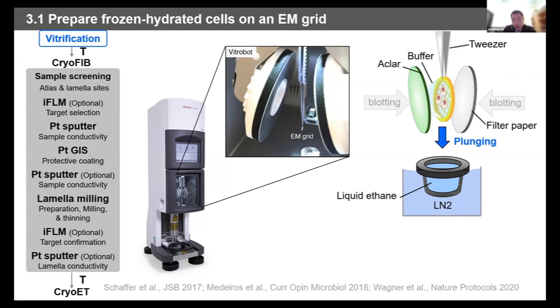Here I want to highlight that getting a good ice thickness is important for FIB milling work. If your ice is too thick, you may spend a lot of time getting the lamella. But if it is too thin, the sample is too dry, so your lamella quality may be affected. So you need some practice to get the thickness which is good for your experiments.